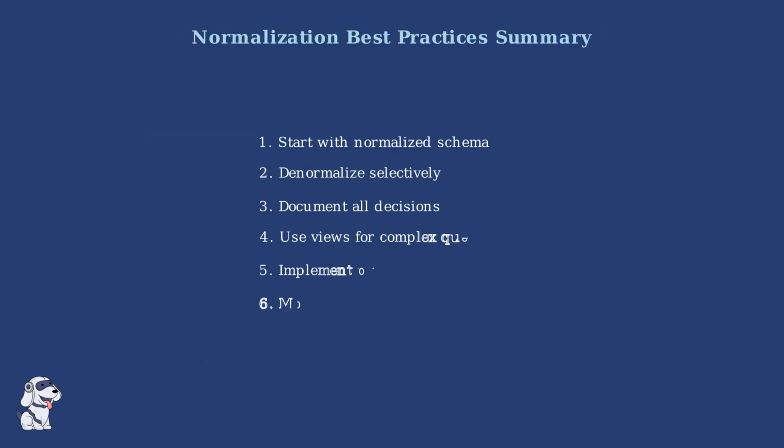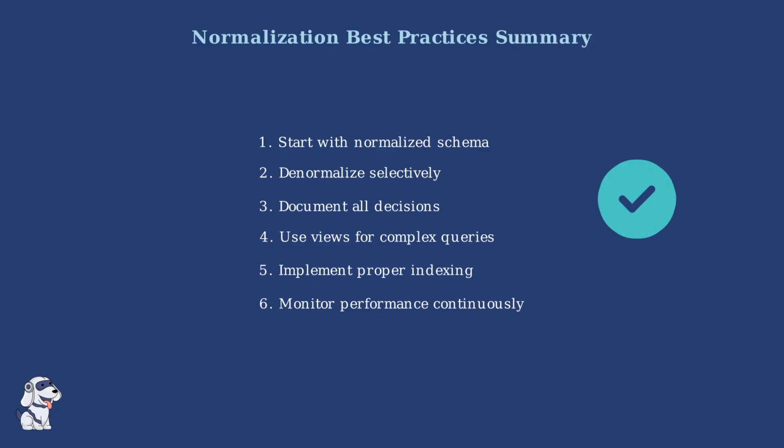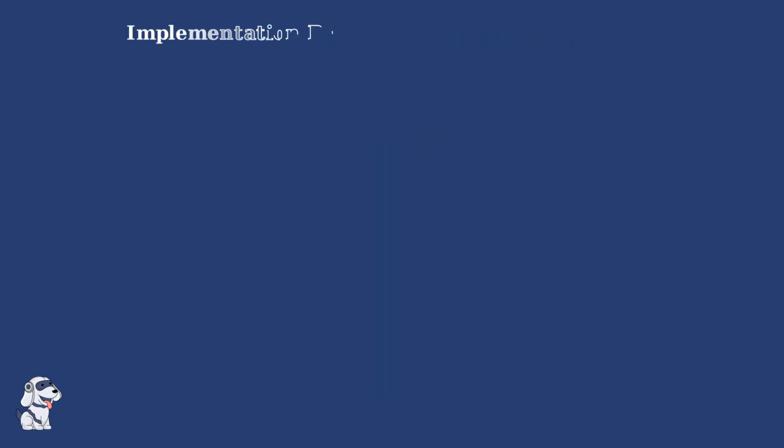These 6 implementation best practices for normalization work together to create a robust, maintainable, and performant database system. By following this systematic approach, you can achieve the benefits of normalization while avoiding common pitfalls and performance issues. Implementing denormalization successfully requires following specific best practices to avoid common pitfalls and maintain data integrity. We'll explore 5 critical practices that ensure your denormalization strategy delivers performance benefits without compromising data quality.